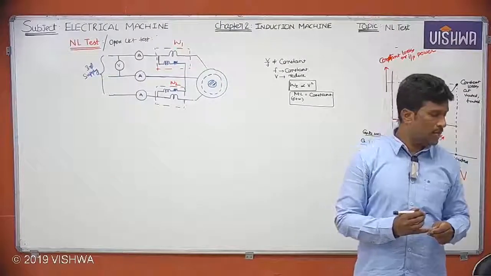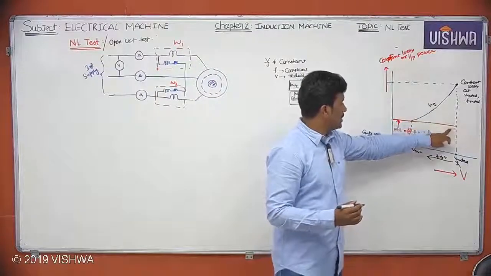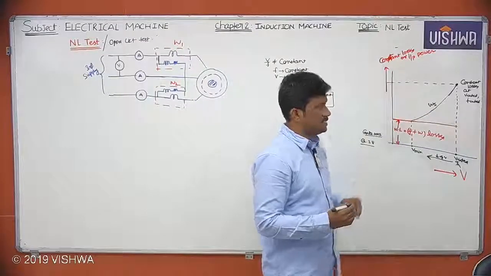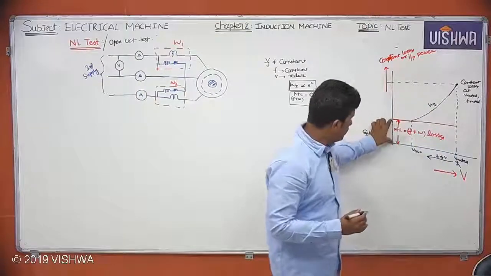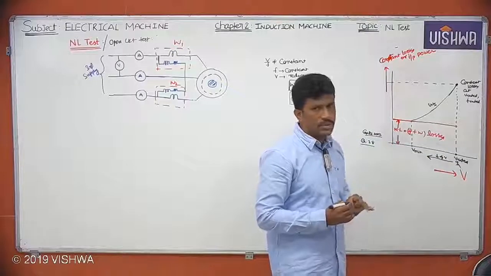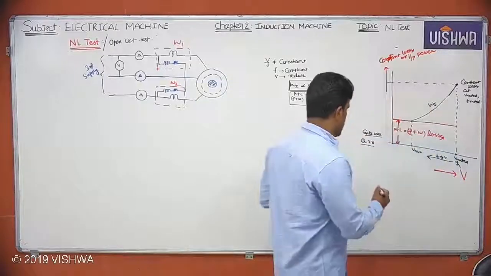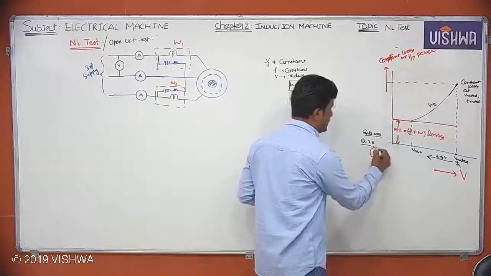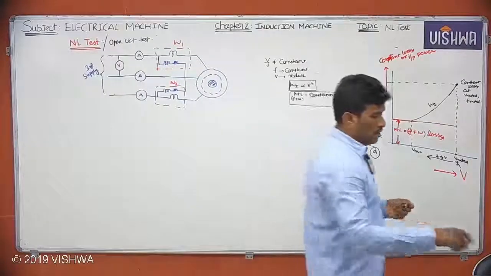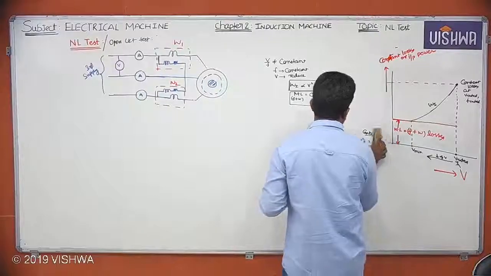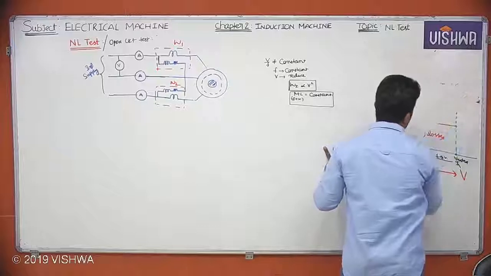This curve was extrapolated to intersect the y-axis. The curve which is extrapolated to the y-axis, this intersection point yields what? Friction and windage losses. So that is the answer. Option D is the answer for this question. Is it clear? Very simple thing. Right, next let us continue our previous session.